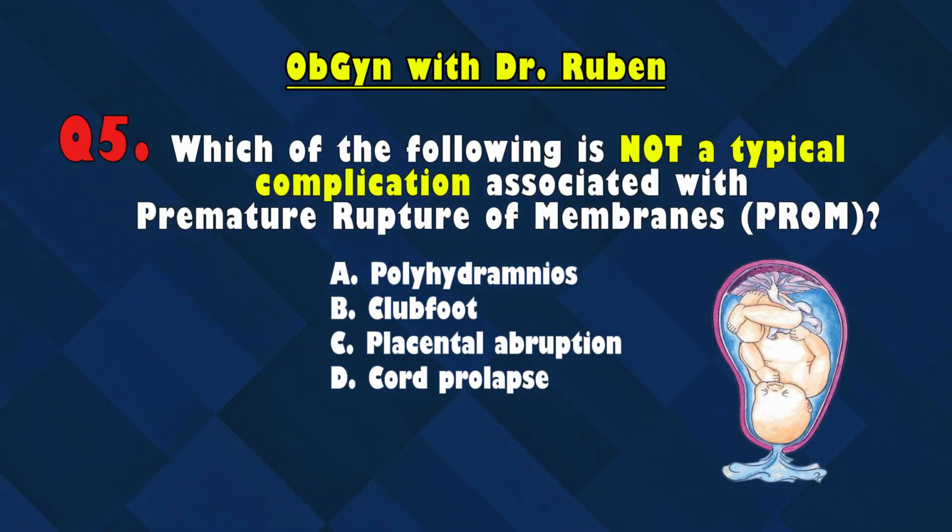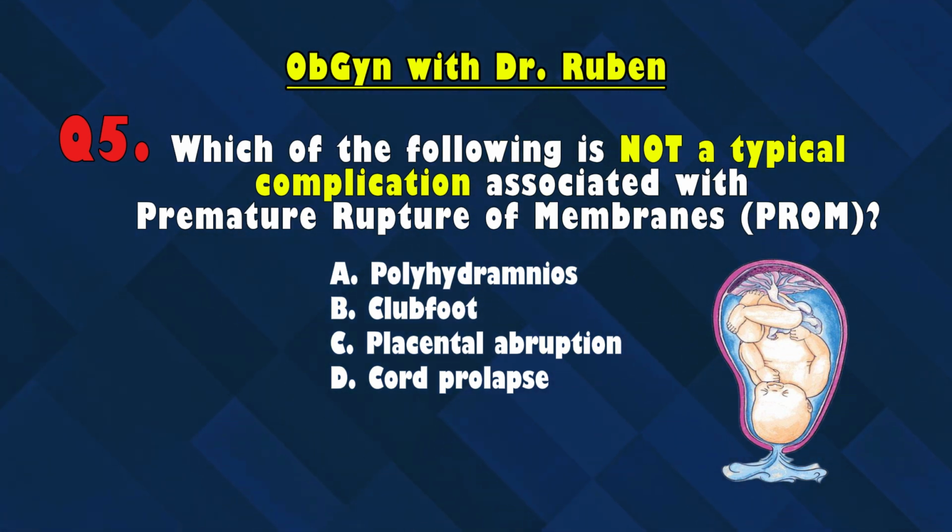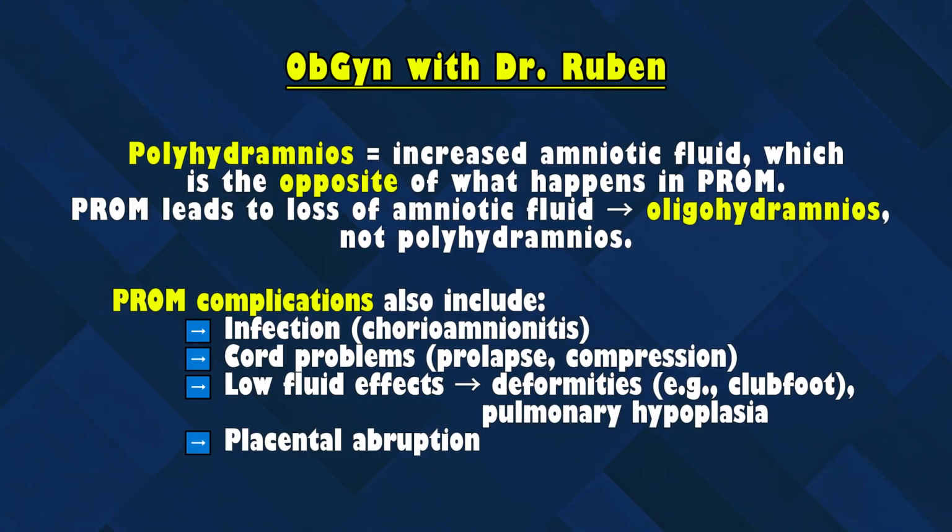Question number 5. Which of the following is not a typical complication associated with premature rupture of membranes? The answer is A, polyhydramnios. Polyhydramnios is increased amniotic fluid, which is the opposite of what happens in premature rupture of membranes. Premature rupture of membranes leads to loss of amniotic fluid, oligohydramnios, not polyhydramnios.